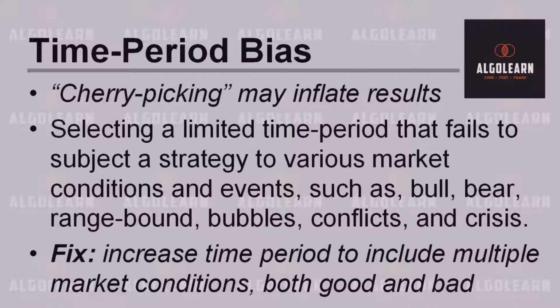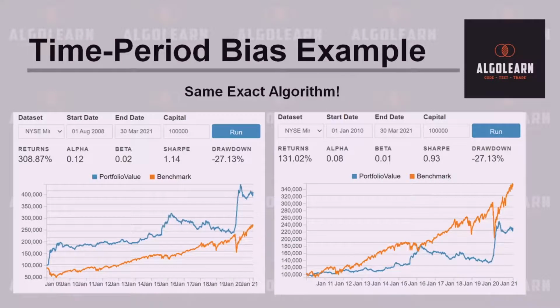Time period bias. Definitely a big issue. I've seen it where we could cherry pick a certain time period to inflate our backtest results, to give ourselves a pat on the back and say look how good this algorithm does. Selecting a limited time period basically fails to subject our strategy to various market conditions and events such as bull, bear, range bound, bubbles, conflicts, and crisis. What we really need to do is focus on increasing the time period to include multiple market conditions, both good and bad. So here's a time period bias example.